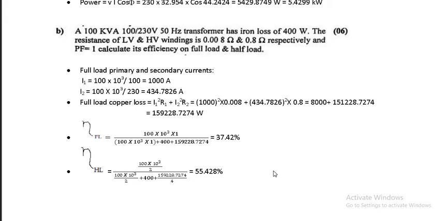Okay, so the second point, you have to find out the full load copper loss, because the problem gives you R1 and R2, the primary winding resistance and secondary winding resistance. So from here you can find the full load copper loss as I1 square R1 plus I2 square R2. You have the values of I1 and I2 from the first step, and you have been given the values of R1 and R2 in the problem itself. So that value comes out to be 159.228.7274 watts.